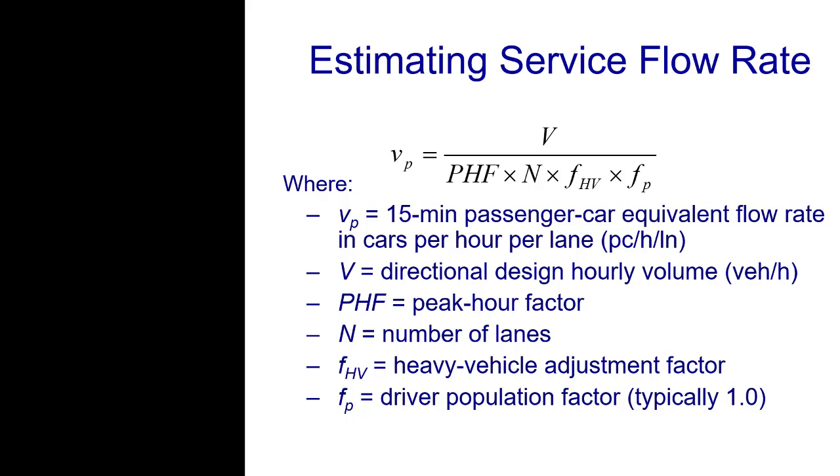Estimating the service rates is done exactly the same way that we saw for the multi-lane highways, where vP equals the 15-minute passenger car equivalents in passenger cars per hour per lane. V is the directional design hourly volume. Peak hour factor equals PHF, again, typically between 0.7 and 1. And N is the number of lanes. Make sure that your N is corresponding to the V in your numerator. Fraction of heavy vehicles is your heavy vehicle adjustment factor, and fP is your driver population, and thus otherwise stated, it will be 1.